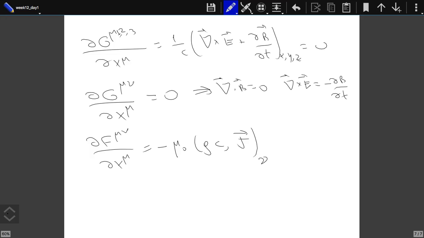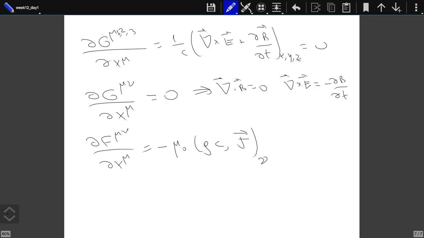Okay, so let's look at this object over here. We have 4 objects that, at least if this equation is correct, they have to be a 4 vector. But let's see if they actually form a 4 vector. To say that they are a 4 vector, there are basically 2 strategies.